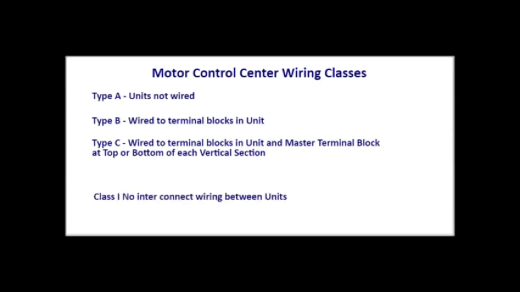Class 1 signifies that there is no interconnection wiring between the units. And Class 2 provides a complete control system with interconnections between the units. These units can be next to one another or in totally different vertical sections.